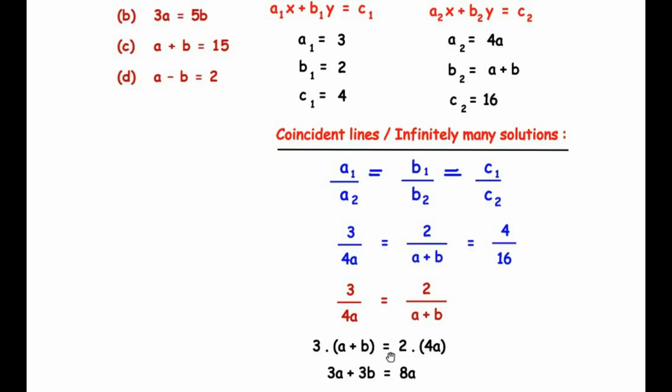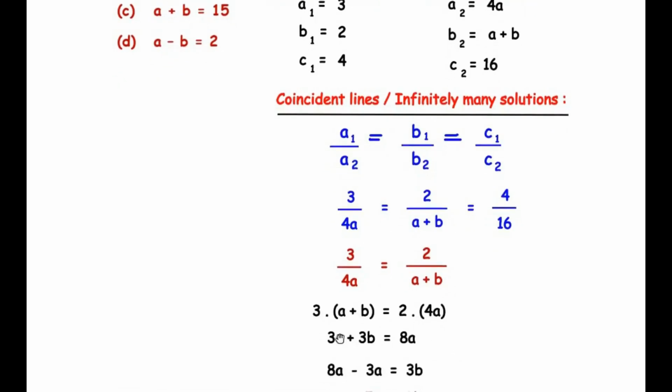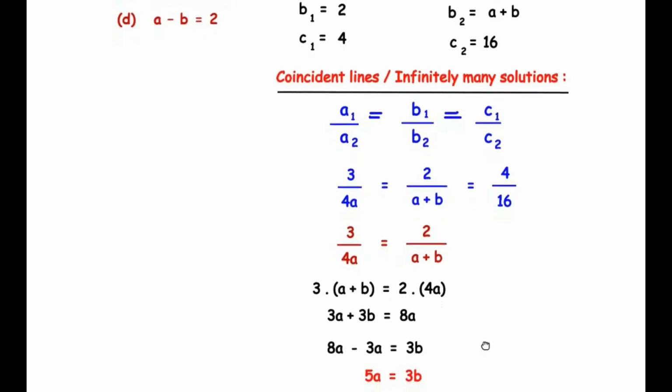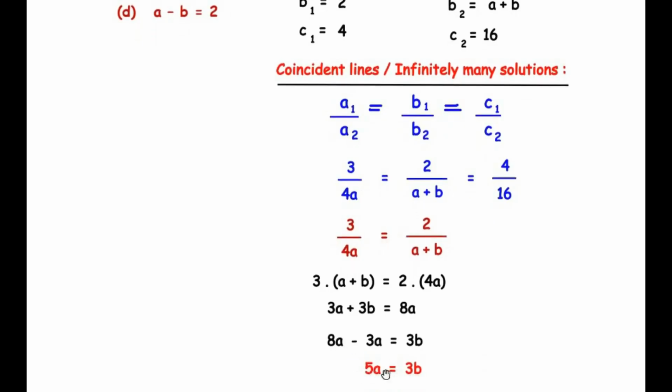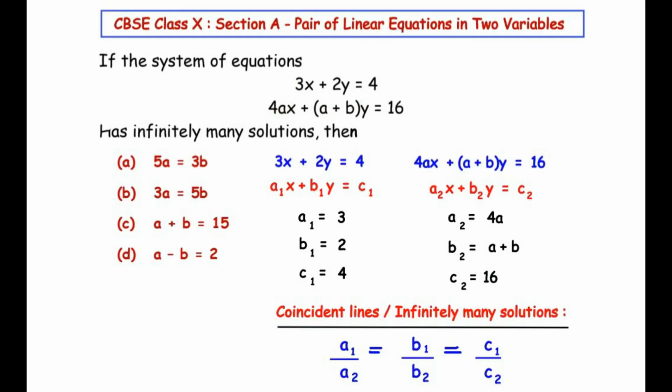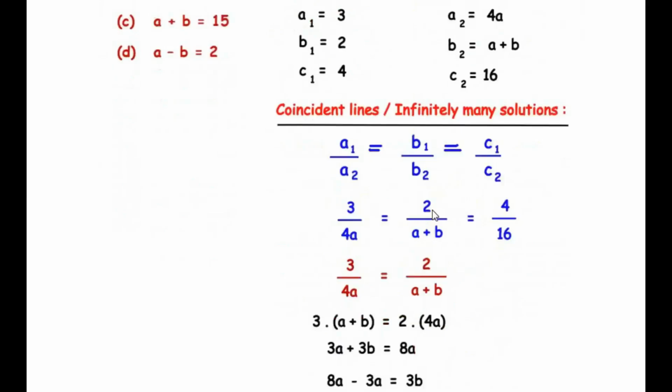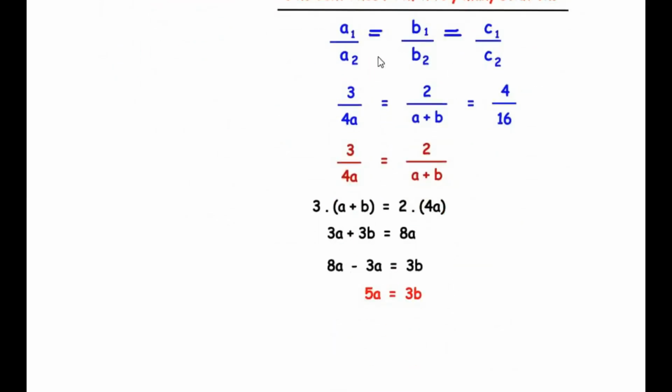Now let us collect the like terms. That is, we can take 3a on the right hand side. So we get 8a, now +3a becomes −3a, is equal to 3b. Now 8a − 3a, they both are like terms, so the difference of these two terms gives us 5a. So 5a will be equal to 3b. So let us see if it is in the options above. So here, if the system of equations has infinitely many solutions, then 5a = 3b. This is the relationship we have got between a and b by using this condition.